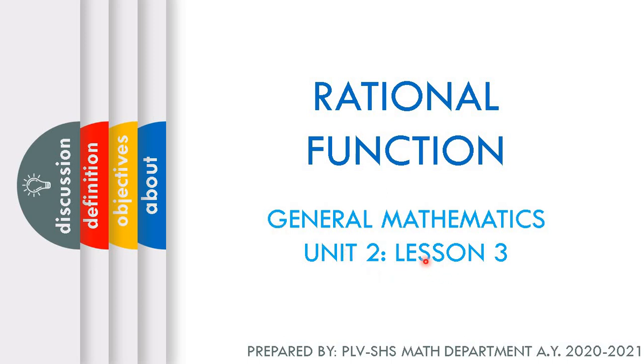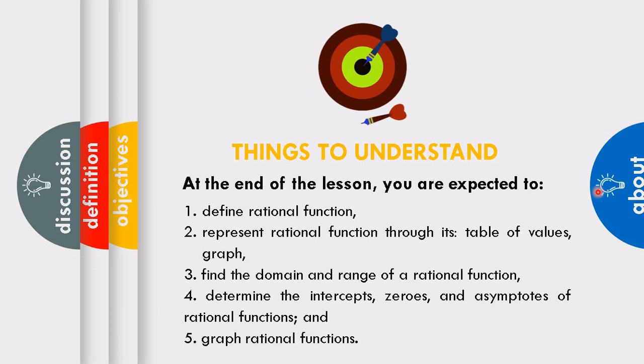Unit 2, Lesson 3, Rational Function. So, things to understand. At the end of the lesson, you are expected to, first, define rational function. Second, represent rational function through its table of values and graph. Third, find the domain and range of the rational function. Fourth, determine the intercepts, zeros, and asymptotes of rational function. And lastly, graph rational function.